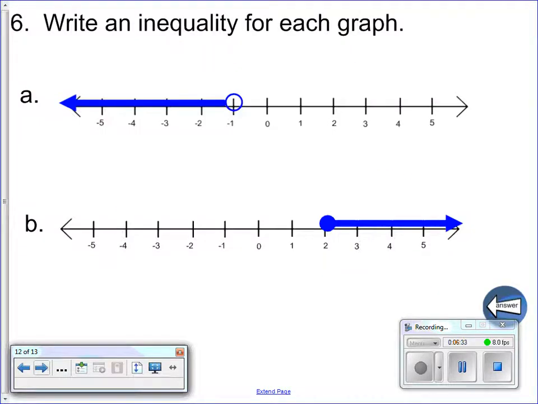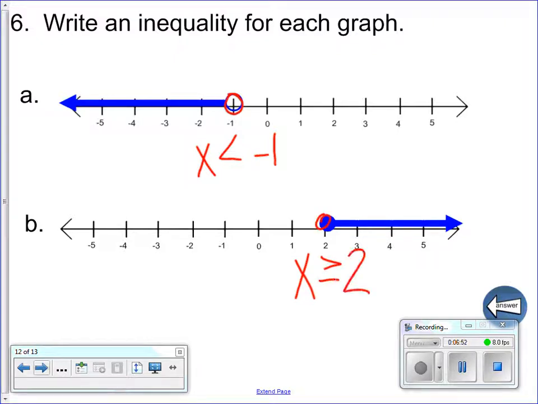These are write an inequality for each graph. So I'm going to start with my x, and I can see that this is less than, not less than or equal to, less than -1. This one, since the circle is filled in, it's greater than or equal to 2.